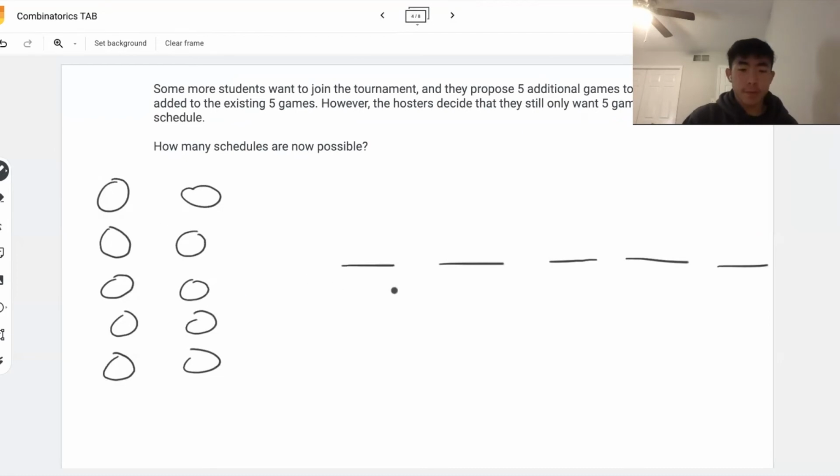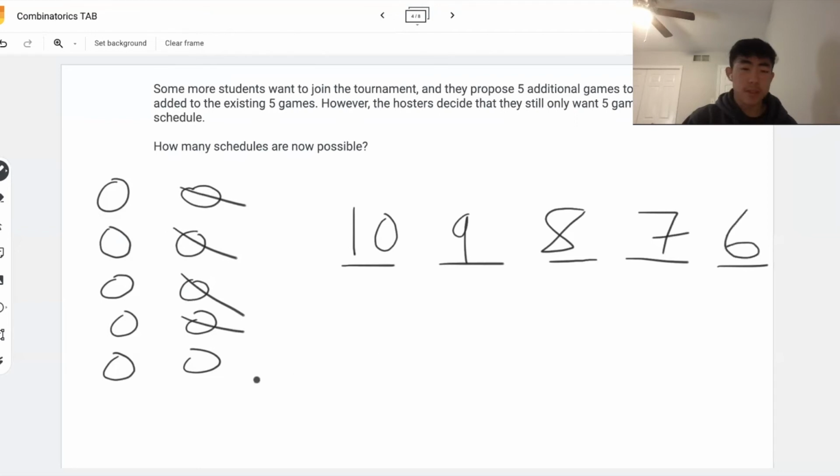So for the first slot here, we have 10 possible games that could go there. After we eliminate one of the games, for the next slot we only have 9 possible options. For the one after that, we would only have 8 possible options, 7 for the next one, and for the final spot, we will have 6 possible games remaining. Again, like all the games, there's no difference between them.